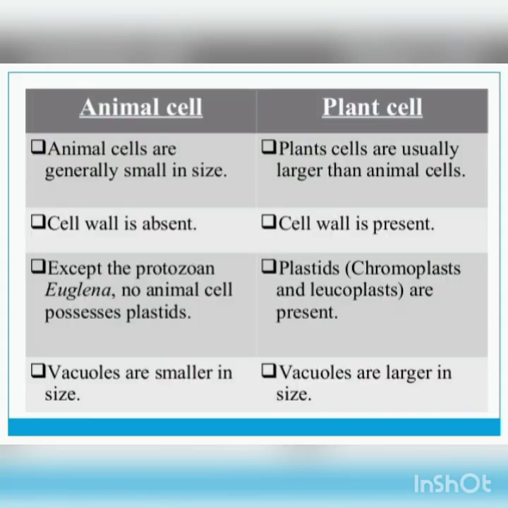This figure shows the differences between the animal cell and the plant cell. Animal cells are generally small in size, whereas the plant cells are usually larger than the animal cells. The cell wall is absent in animal cell, whereas the cell wall is present in plant cell. The plastids are absent in animal cell except Euglena. The plastids are present in plant cells. The vacuoles are smaller in size in animal cell, whereas in plant cells the vacuoles are larger in size.